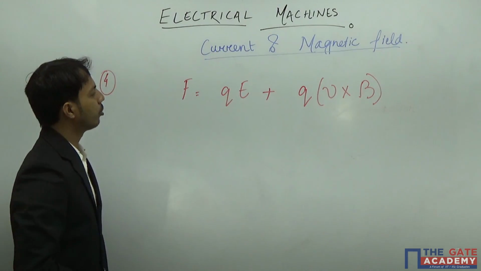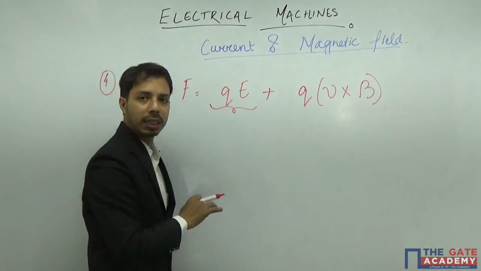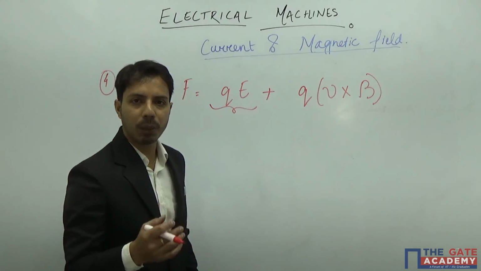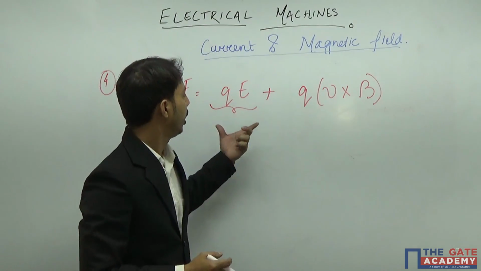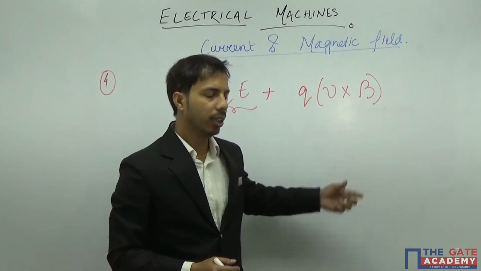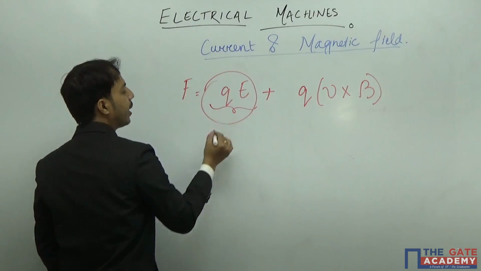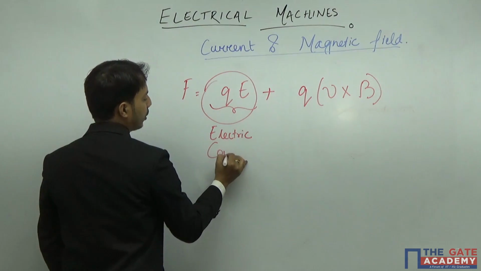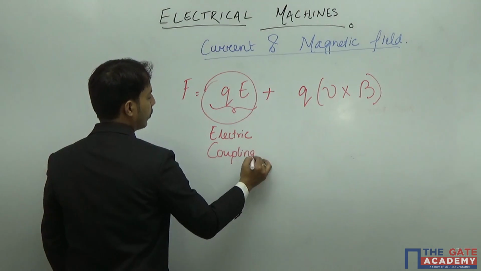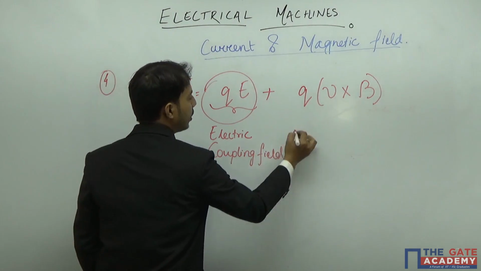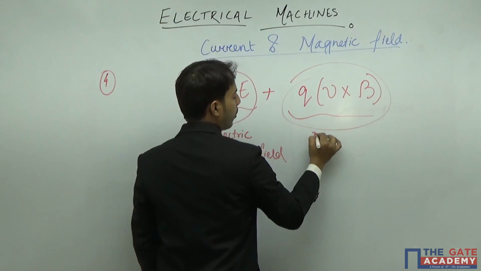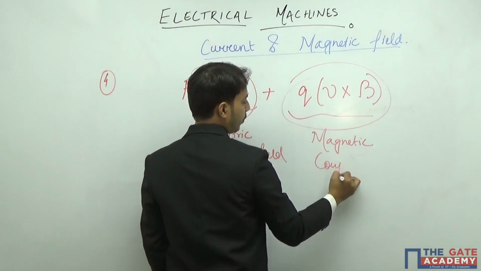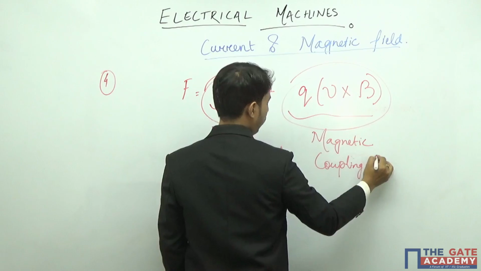Okay. Now this particular expression is true if I have a coupling field which has both electric field as well as magnetic field. Now this force will be generated for electric coupling field, and this force will be generated for magnetic coupling field.